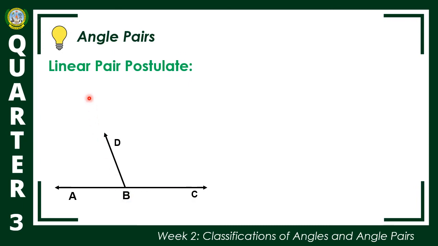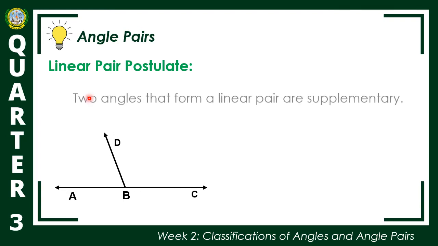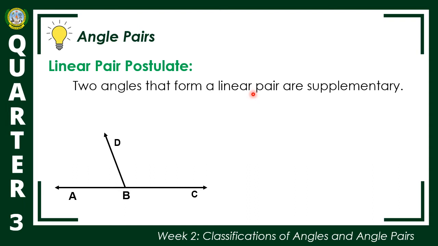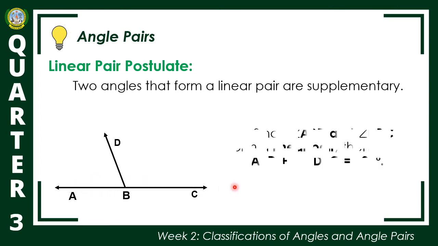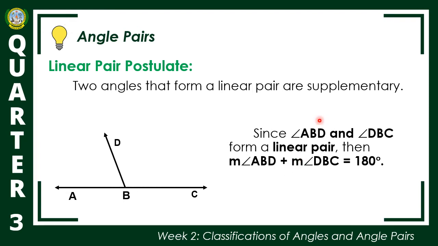We also have what we call the linear pair postulate, na isa pang tatandaan ninyo aside from the first postulate na binigay ko kanina. So, sa linear pair postulate naman, two angles that form a linear pair are supplementary. So, sabi ko nga po, kahit wala yung measurement, we can conclude that the two angles are supplementary because they form a straight angle. So, meaning, if angle ABD and DBC form a linear pair, then they are supplementary. Yun lang po ibig sabihin ng statement na to.